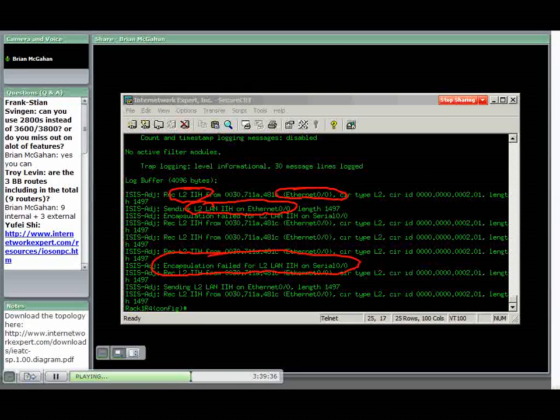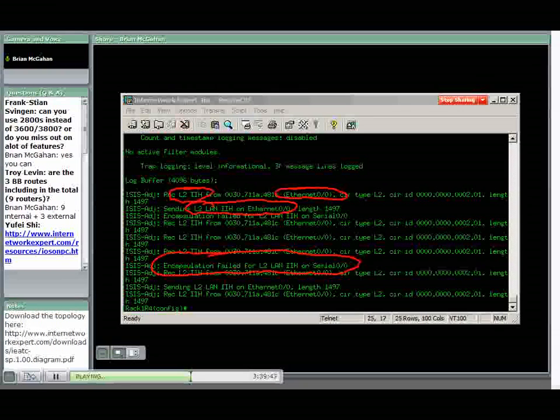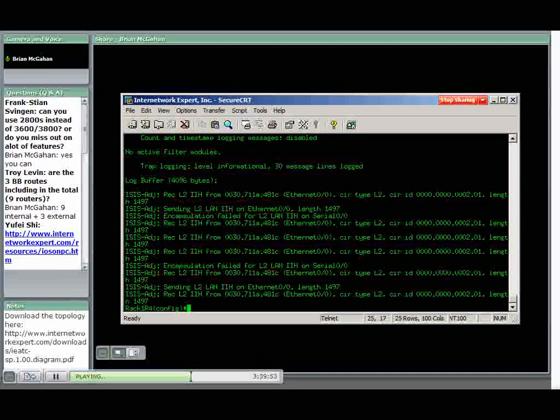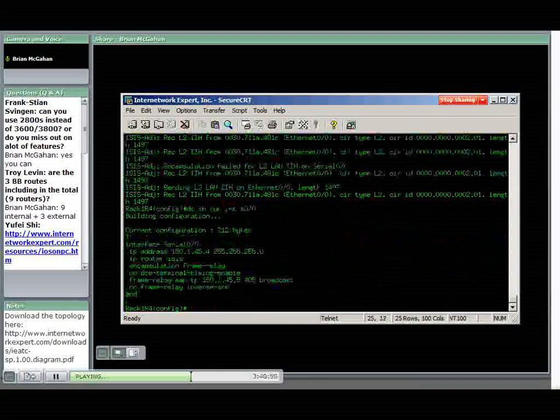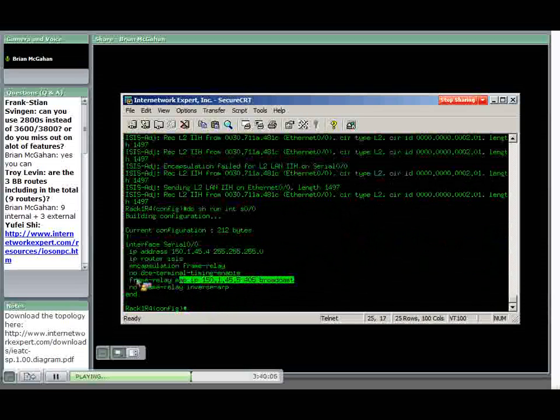Okay, anytime you see the encapsulation failed message, whether it's in a debug IP packet output, whether it's this debug, which is debug IS-IS adjacency, or debug frame relay packet, what that means is that when you go to send the packet to the interface, you don't know what layer 2 address to associate the packet with for transmission. So basically what it's telling us here is that we're trying to send this packet out the interface, but we do not have a mapping for that particular protocol stack.